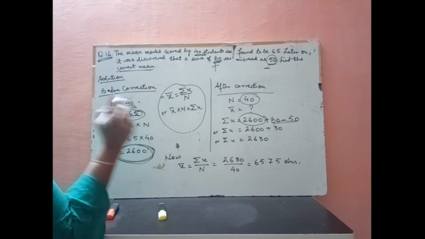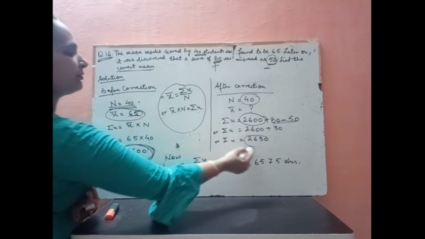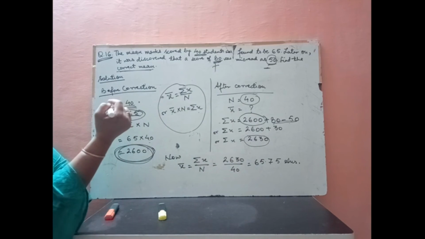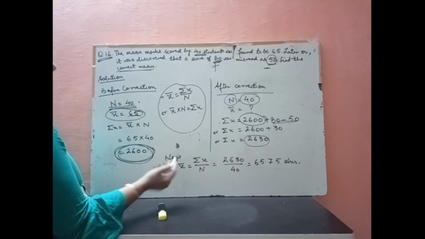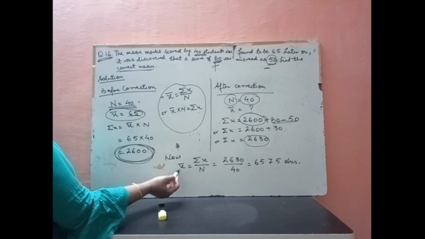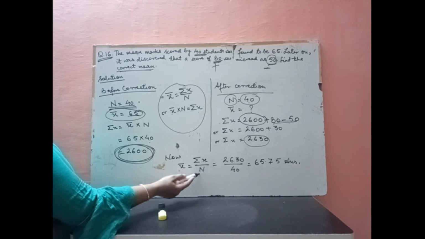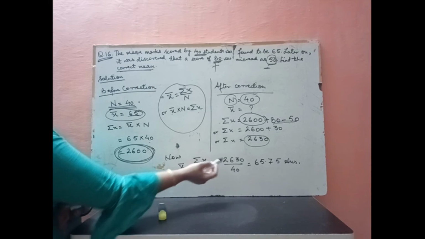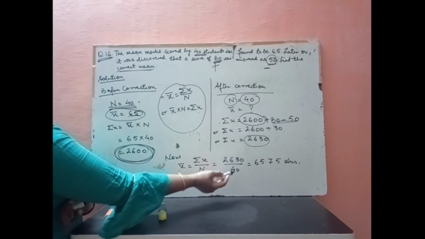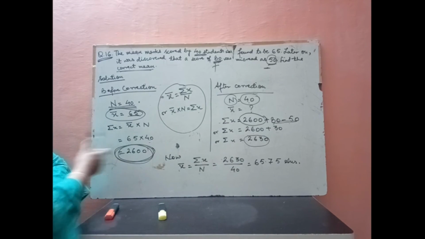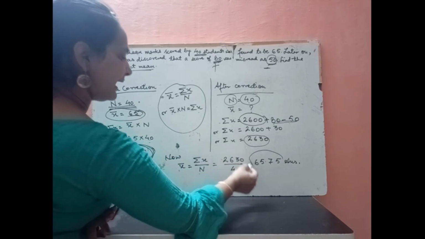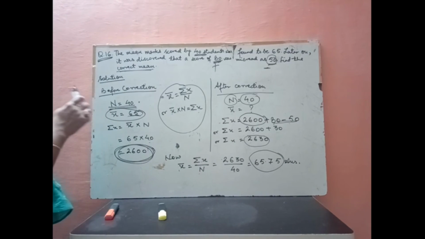Now from here we get that the sum of observations is 2630. Number of observations is 40. So what will be the value of mean? Mean is sum of observations divided by number of observations, that is equal to 2630 divided by 40, and that is equal to 65.75. This will be our actual correct mean.